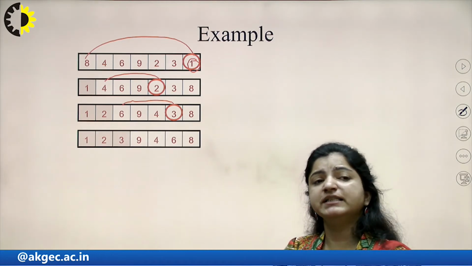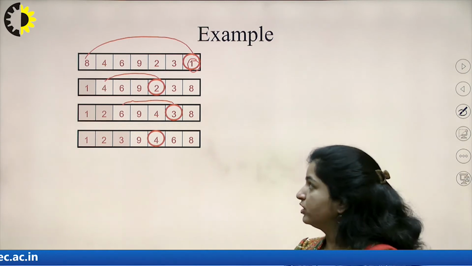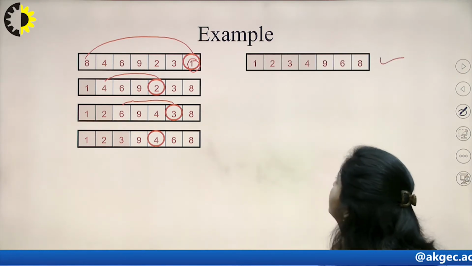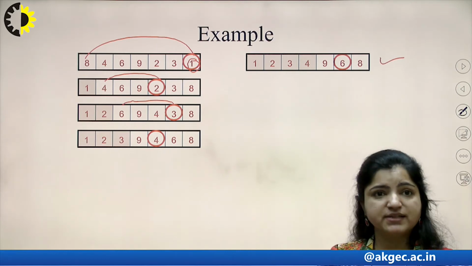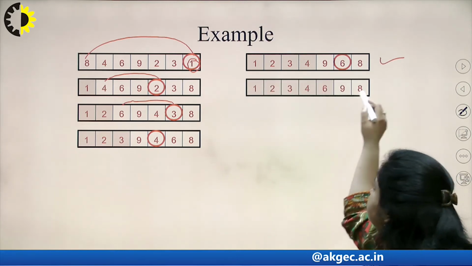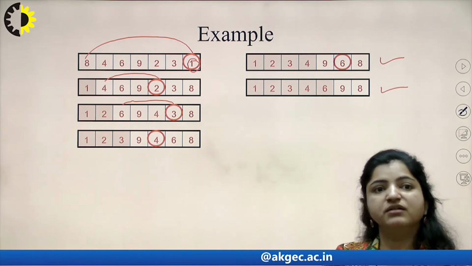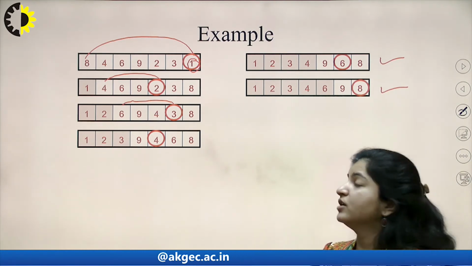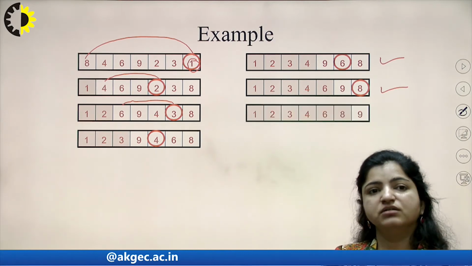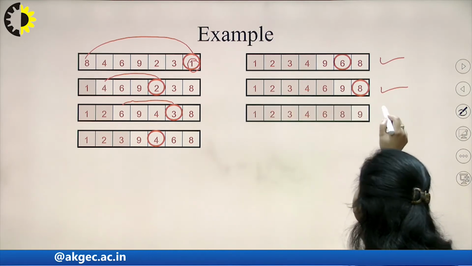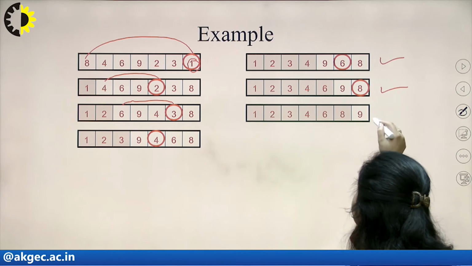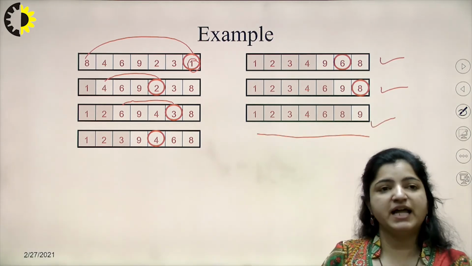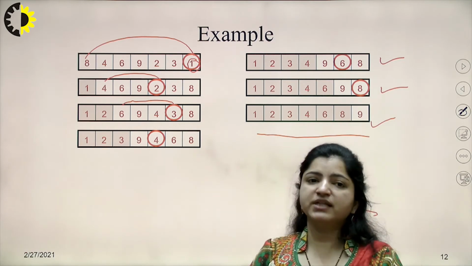Then again finding the next smallest element, we get 4. So we will get this particular array after exchange. Then next one, that is 6. Then after exchange we will get this particular array, and then the next smallest, that is 8. So we will get again the final array, this one. So now we have finished with the total number of comparisons. So this will be the final array that we'll get after applying the selection sort algorithm.